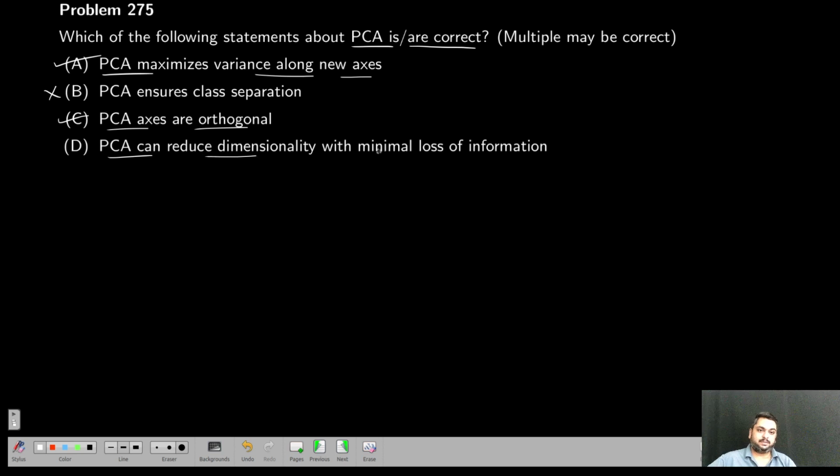PCA can reduce dimensionality with minimal loss of information. Yes, it reduces dimensions from higher dimension to lower dimensions. With minimal loss means some eigenvectors having the least variance will be ignored. We choose only the top high variance vectors. So this is true.